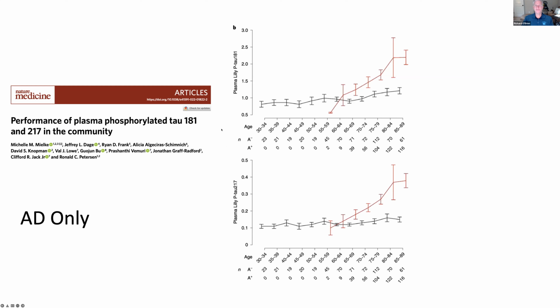So here's the data on plasma p-tau 181 and 217. The red are patients with known amyloid in their head by PET scan, and the black are patients without amyloid. And it's pretty impressive. This test seems to be able to detect the presence of amyloid in someone's head, not necessarily dementia, because some of these patients are cognitively intact, but they have amyloid in their head. So this test doesn't tell you they've got dementia necessarily, but it does tell you if they have cognitive symptoms, it's probably Alzheimer's disease.